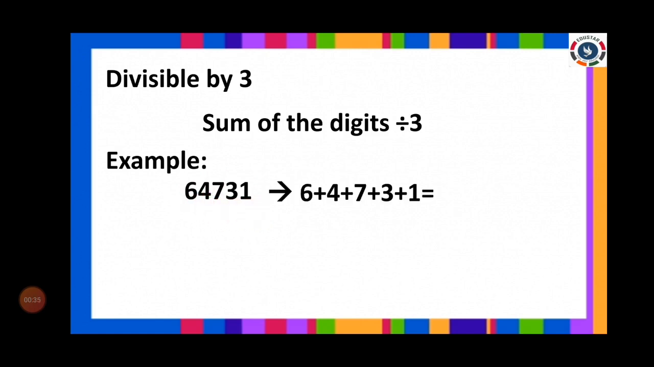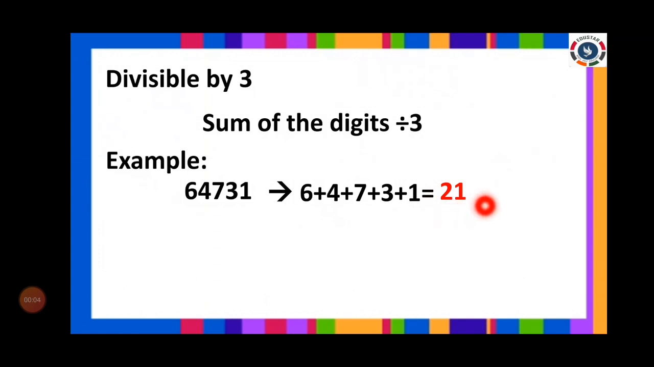So we add 6 plus 4 plus 7 plus 3 plus 1. 6 plus 4 how much? 10. 10 plus 7? 17. 17 plus 3? 20. 20 plus 1? 21. So we added all those digits and we are getting 21. 21 is a multiple of 3. Am I right? 21 comes in the 3 table, so it must be divisible by 3.